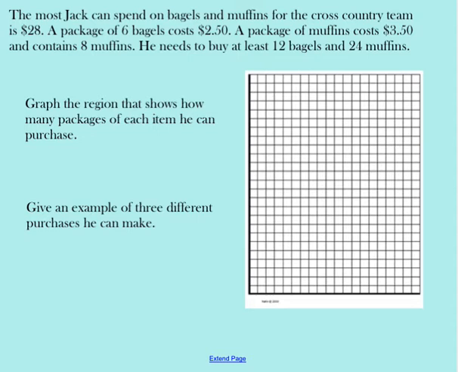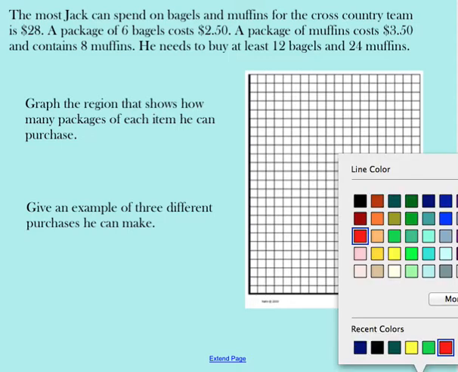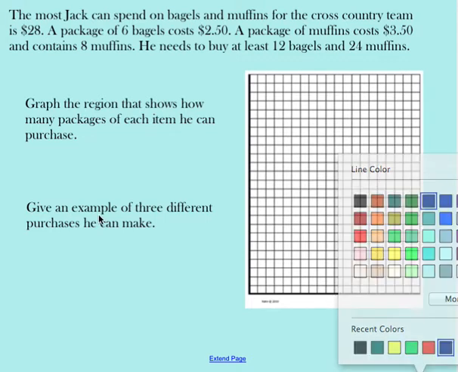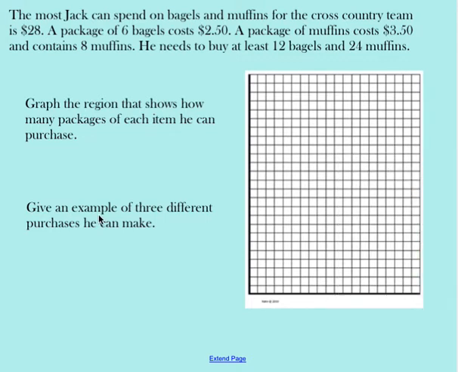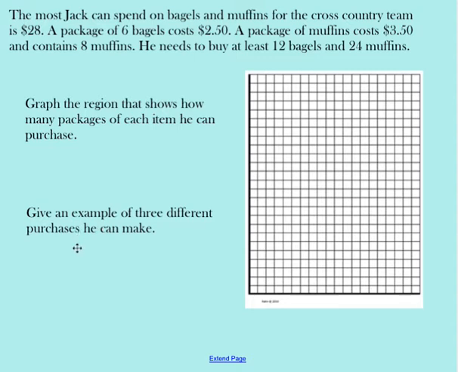So let's take a look at this first word problem. The most Jack can spend on bagels and muffins for the cross-country team is $28. A package of 6 bagels costs $2.50. A package of muffins costs $3.50 and contains 8 muffins. He needs to buy at least 12 bagels and 24 muffins. So it's really important that you guys pay attention to this, simply because your word problems on the homework are going to be very similar to this.